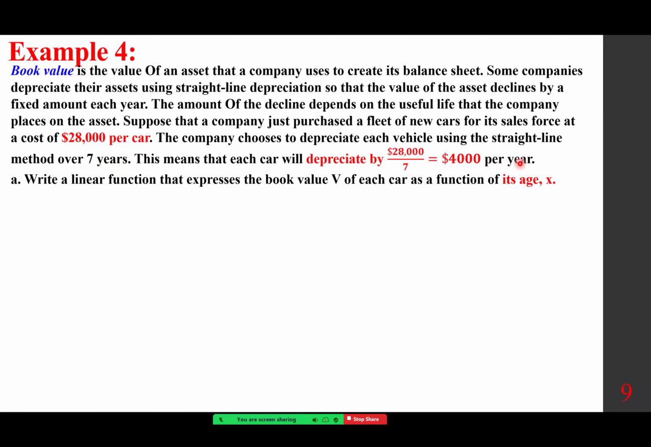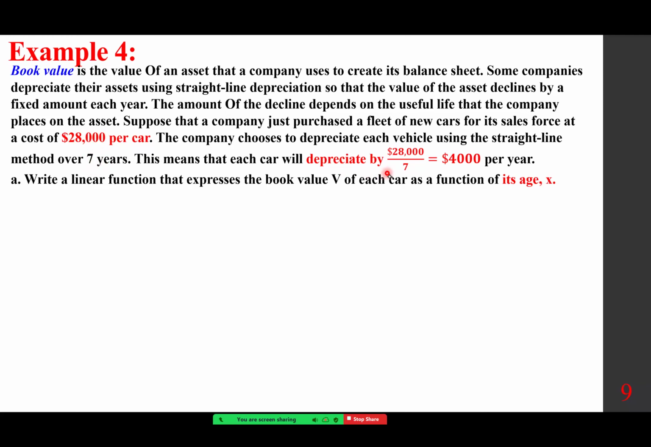Part A. Write a linear function that expresses the book value V of each car as a function of its age, x. So, in short, what's going on? A car which is worth $28,000, basically over the course of 7 years, it loses all its value. That's the idea, which means if it's going to lose all its value over the course of 7 years, then $28,000 divided by 7 is the depreciation per year.